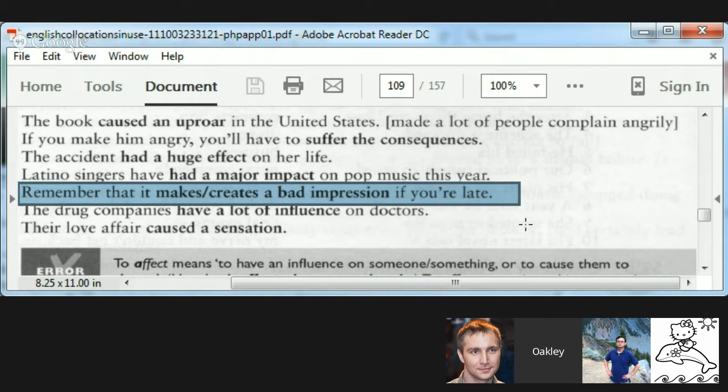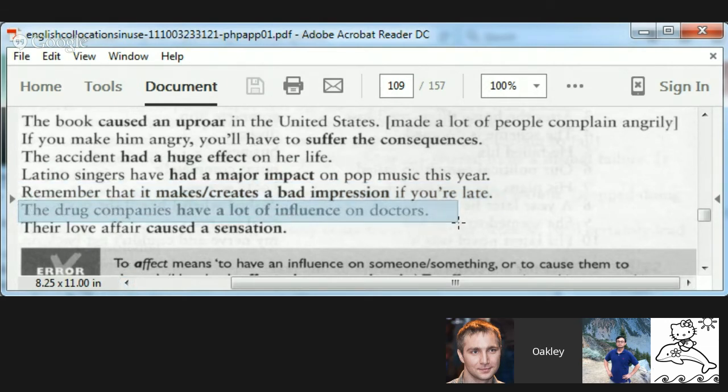You made a good impression on the new clients. You would say before the meeting, you need to create a good impression with the new clients, and then you have a successful meeting. So after, you would probably say, well, congratulations, you made a really good impression. Like that.